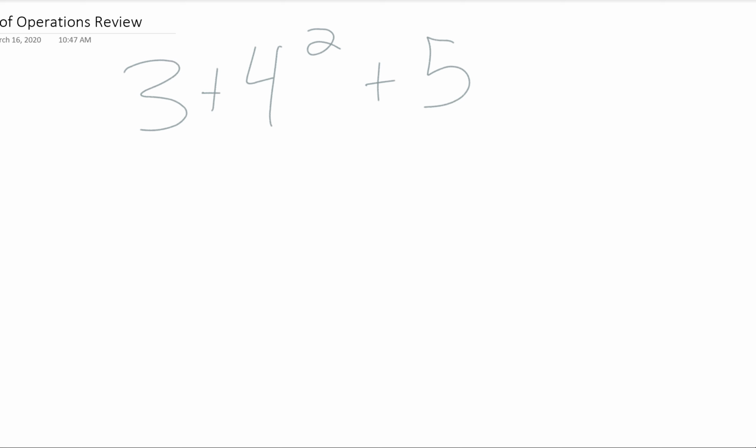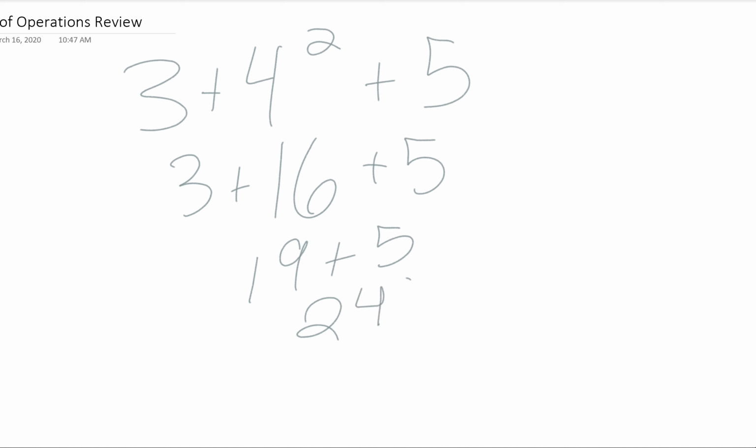For example, if I have this problem, 3 plus 4 to the power of 2 plus 5. To solve this, I don't have any parentheses, so I would start with the exponents. 4 to the power of 2 is 16, so 3 plus 16 plus 5, and then I would add that all together from left to right. 3 plus 16 is 19, plus 5, I'm getting 24. So the answer to this problem is 24.